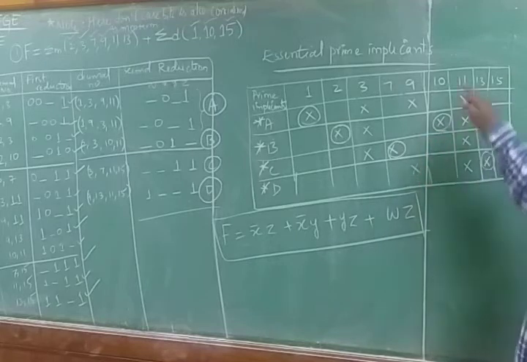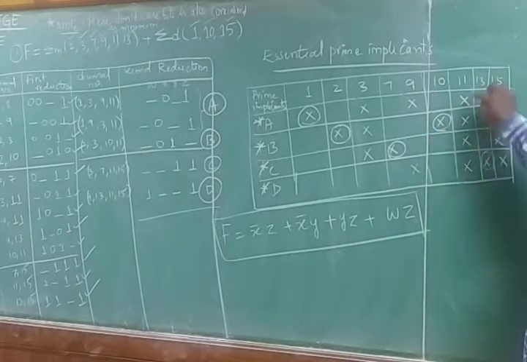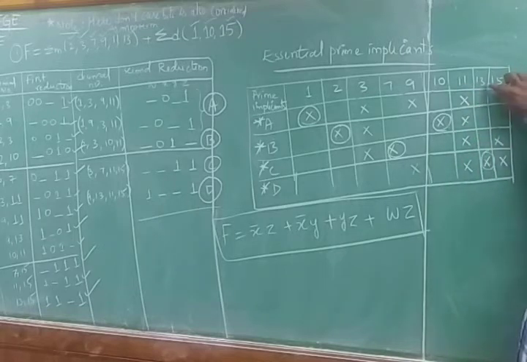So we are not taking that. 10 is coming once, so we put the circle. Next, 11 is coming in all the numbers. Next, 13 is coming once, so we put a circle. 15 is coming twice, so we will not put it.